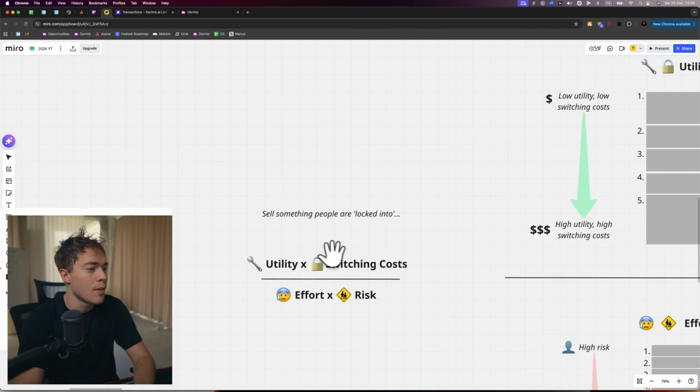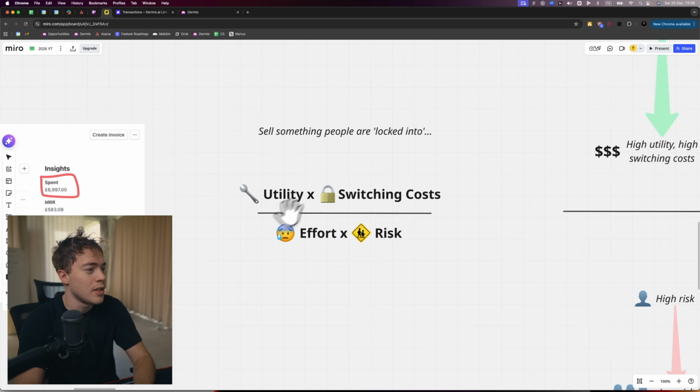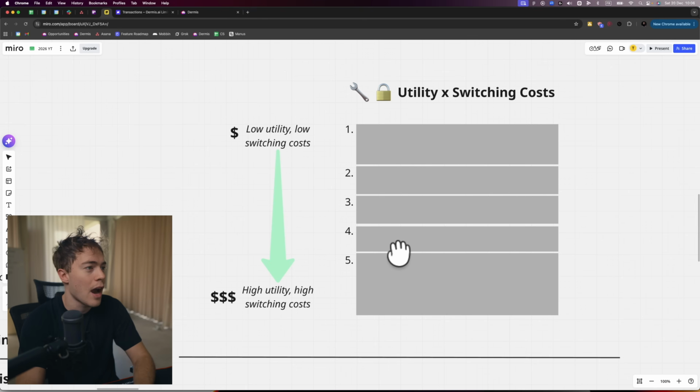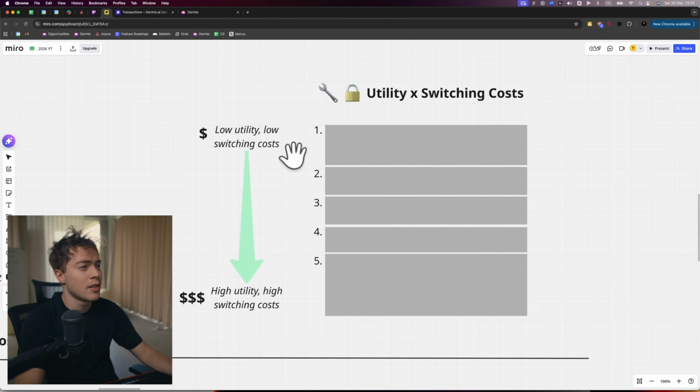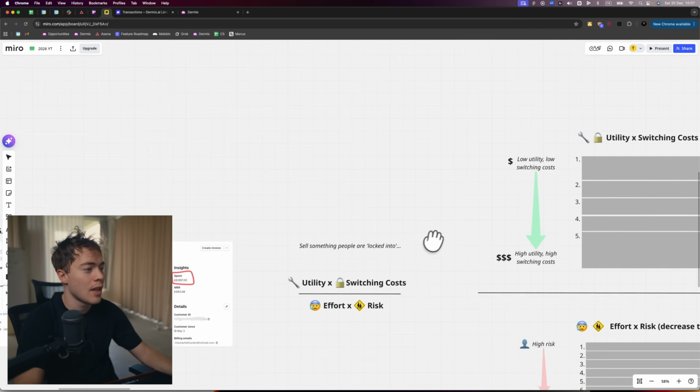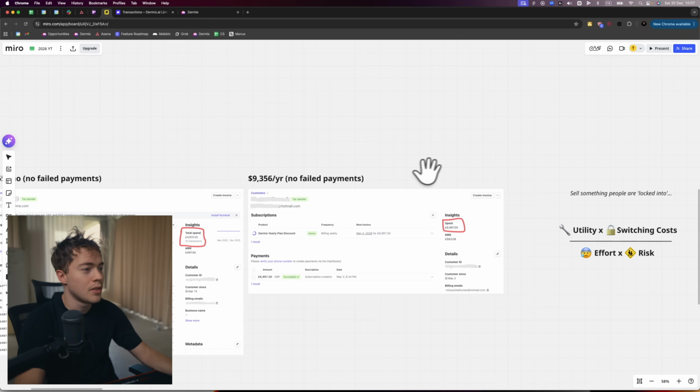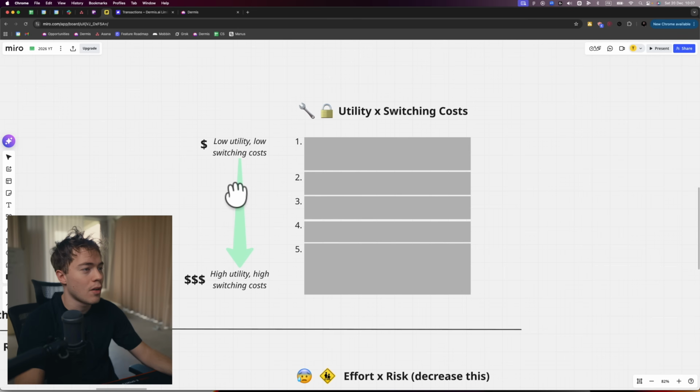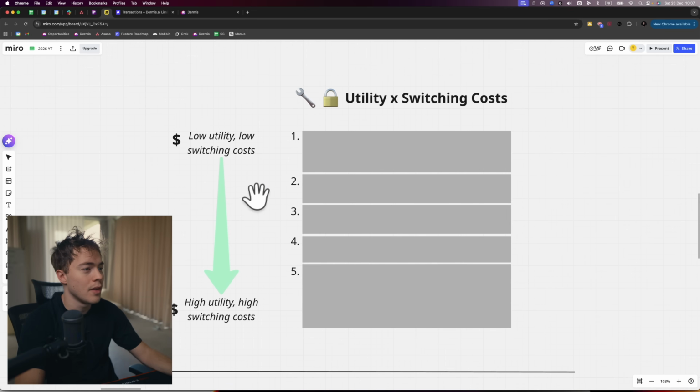So first, let's talk about this top part of the equation, utility times switching costs, okay? How do you actually get better utility so that your clients stay locked in and don't go to a competitor? Now there's this quote that goes, you get paid in proportion to the problems you solve. And so the idea is, if you solve bigger problems, you get paid more money. And so for a software that charges $10,000 a year, it better be solving a massive problem for these businesses.